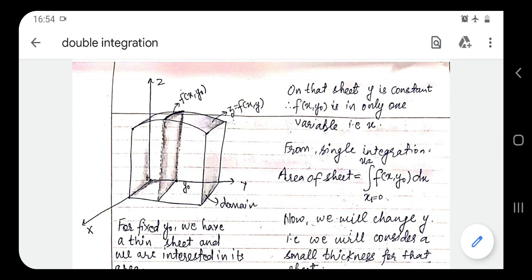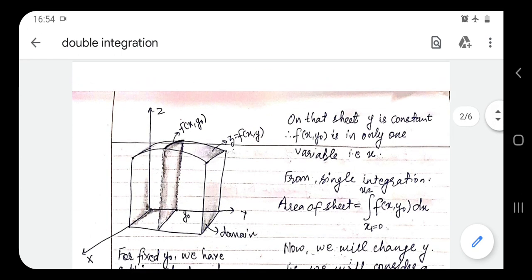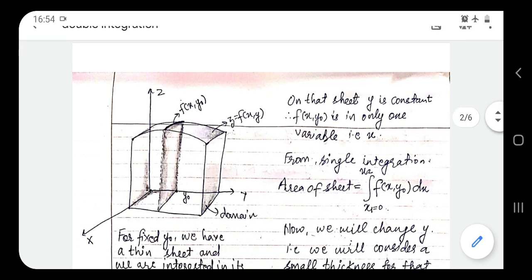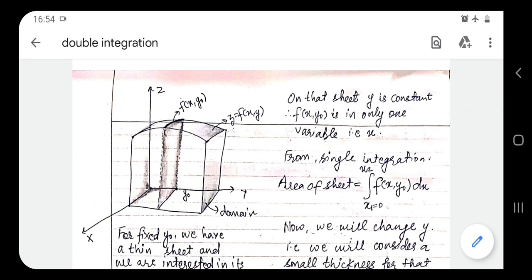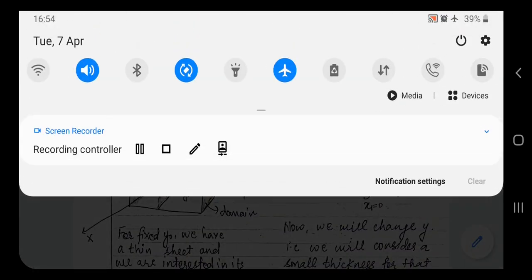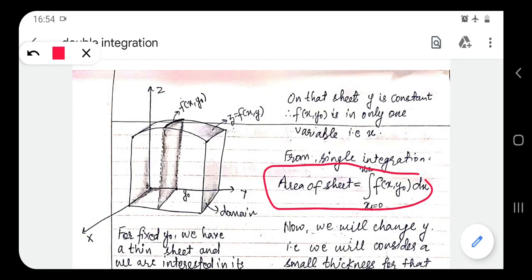So f of x, y0 is in only one variable, because y0 is a constant, and that function f of x y is depending on only one variable, that is x. So for single integration, the area of that sheet is given by this equation. We have seen this earlier. Single integration gives me the area of that one-dimensional structure, a single sheet with no thickness in this diagram.